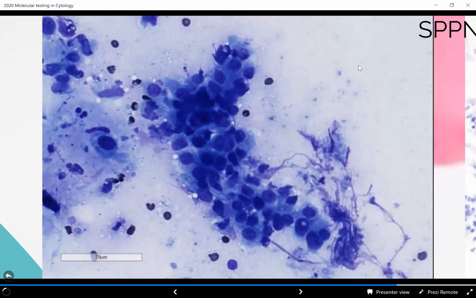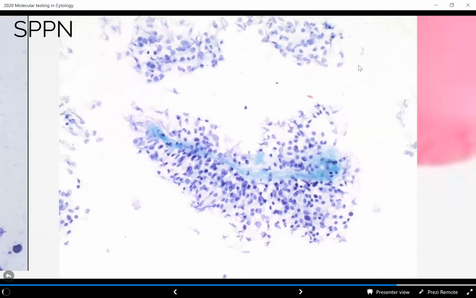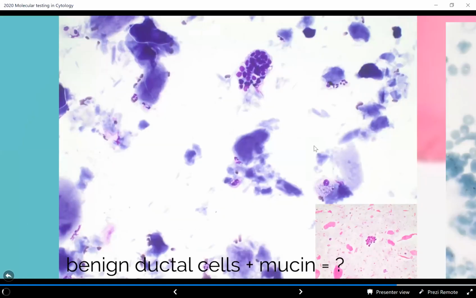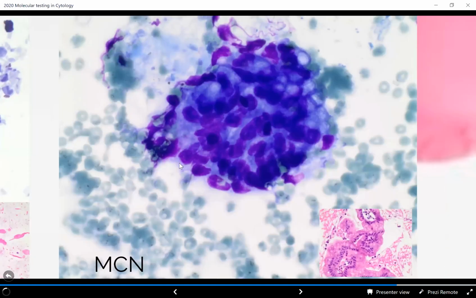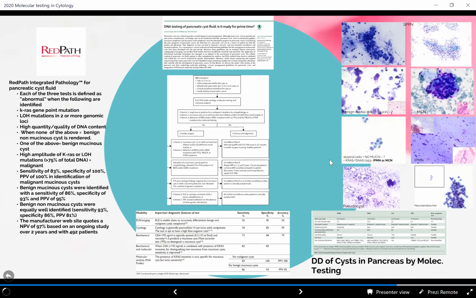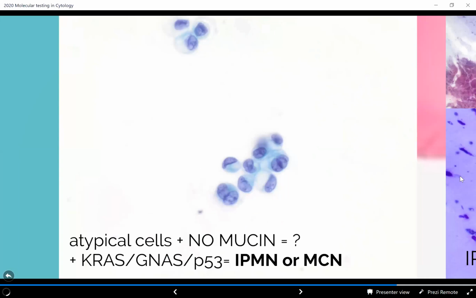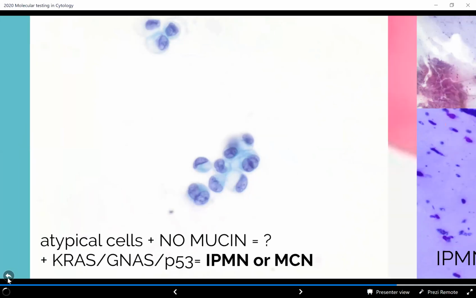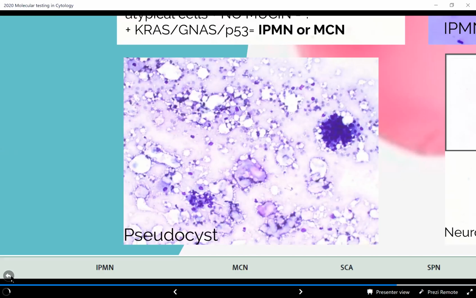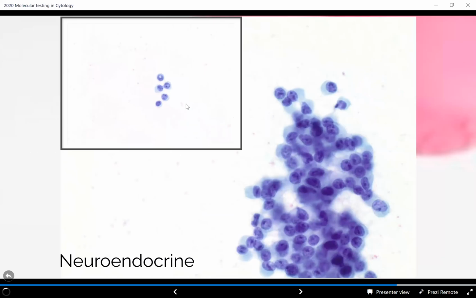And then let's see what other pictures we have here. Benign ductal cells, mucin. Okay. And then over here, a mucinous cystic neoplasm. That's what it looked like on the... and then you have atypical cells, but no mucin. This is one that would be helpful, right? And IPMN for that one. And what's this one? A pseudocyst. And then this was cystic too. So keep in mind the neuroendocrines. Neuroendocrines could be cystic as well.